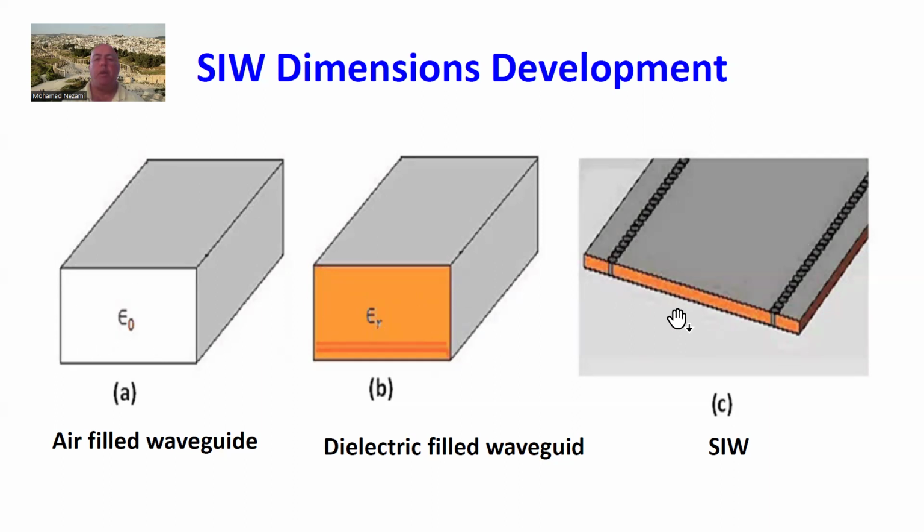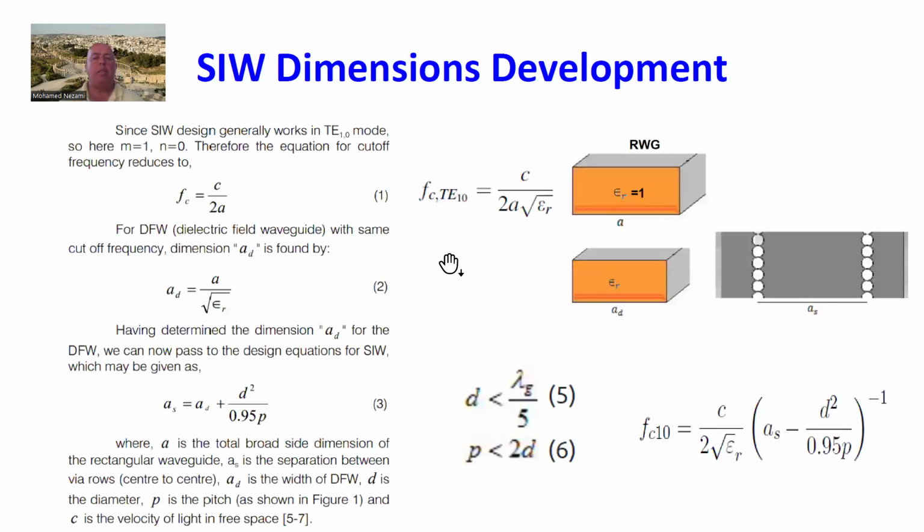Okay, and then there's a set of equations that transforms this to this. And here they are. I grabbed this from one of the publications. It's pretty simple. We've got the rectangular waveguide in here, we go down to a dielectric filled waveguide. The A dimension in here becomes AD, indicating dielectric. Then we transform this into a substrate integrated waveguide, which, instead of the AD dimension, has the AS dimension, meaning ASIW. And the equations are very simple.